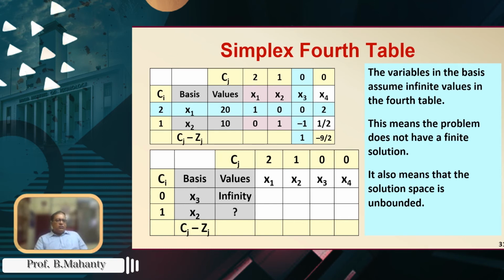What does it mean? We have a situation where we have an infinite value in the basis. These two we calculated, that should be half. But that doesn't matter, because after all this really comes into the basis. So we have the infinity value coming into the basis. So the variables in the basis assume infinite values in the fourth table. This means the problem does not have a finite solution. It also means that the solution space is unbounded.